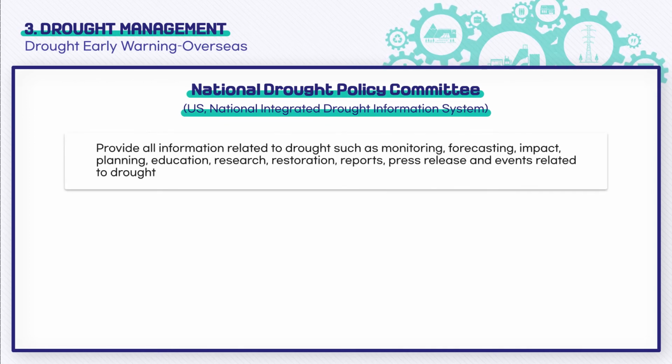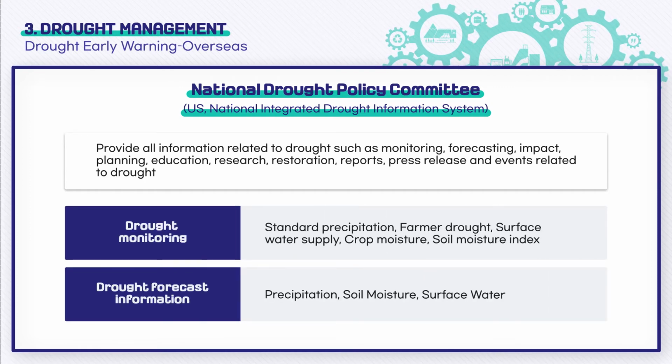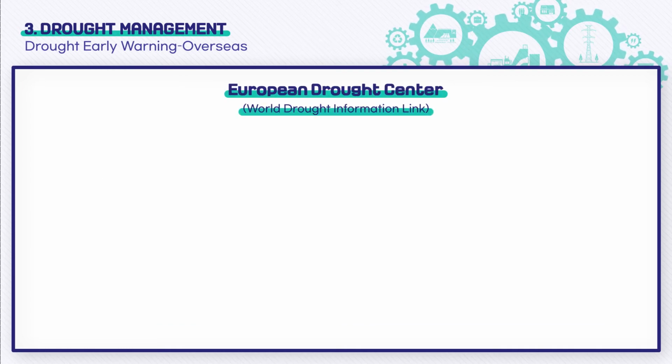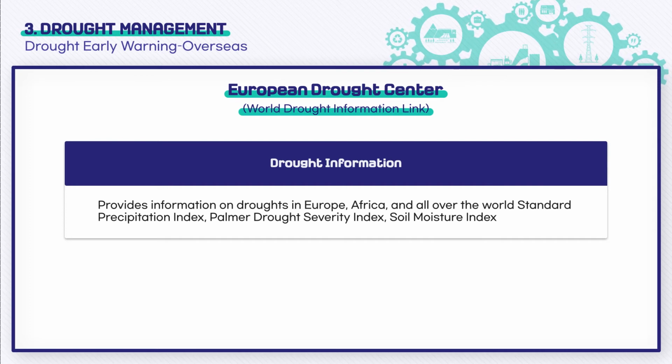In the U.S., the U.S. Drought Portal provides information, such as the current status of droughts, drought evaluation, drought information in each region, and related news. For droughts in the U.S., early warnings are produced by combining and calculating various drought indices of precipitation, stream inflow, soil moisture, and groundwater. The European Drought Center analyzes and provides drought information from Europe, Africa, and all over the world as Standard Precipitation Index, SPI, Palmer Drought Severity Index, PDSI, and Soil Moisture Index, SMI.